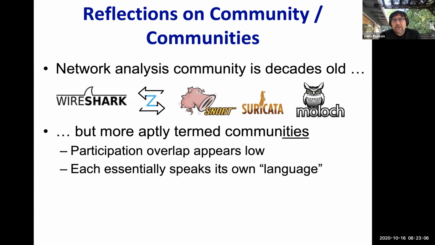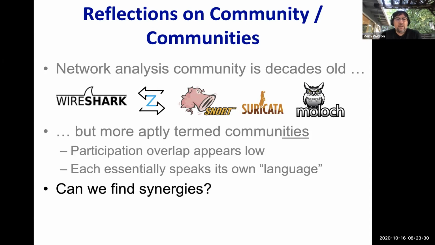And I think a lot of that is rooted in the fact that each of these projects kind of has its own language, and sometimes it's literally its own language, like with Zeek, and sometimes it is just the framework, the idioms, the knowledge base that goes into using the particular tools provided by the projects, and this makes it difficult to communicate. So I think it's a great question. Can we find synergies such that the projects work more effectively together? And I'm going to illustrate one and then hand things over to Robin.